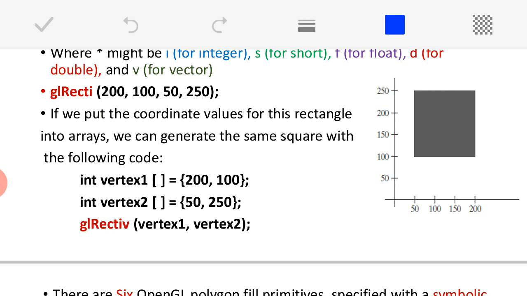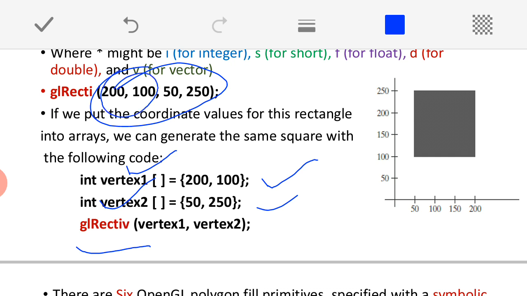See here, actually I am using absolute values. If I don't want to pass these coordinate values directly, first I will initialize these values in a vertex 1 array, then vertex 2 as 50 comma 250. Then I will use the function glRect. i stands for integer and v stands for a vector pointer to an array, and here in place of 200 comma 100, I will call vertex 1. Why? Because vertex 1 is 200 comma 100, and the vertex 2 array contains another coordinate value, 50 comma 250.